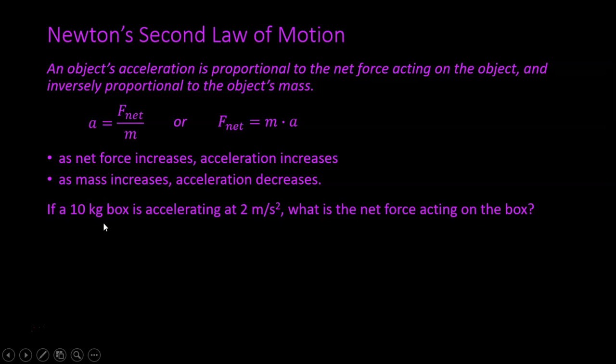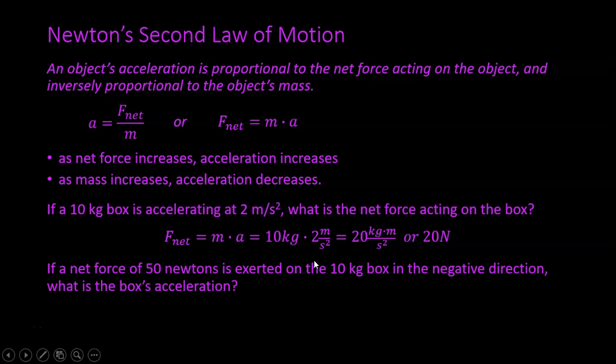And here's a problem. If a 10 kilogram box is accelerating at 2 meters per second squared, what is the net force acting on the box? Well, we want to use this version of the equation because it's set up to solve for net force. So we go ahead and plug in our mass of 10 kilograms and our acceleration of 2 meters per second squared, and we find out that the net force is 20 kilograms times meters per second squared. Now we have a special name for this unit. It's called the Newton, and it's abbreviated by capital N, and that's in honor of Sir Isaac Newton. Let's look at one more problem.